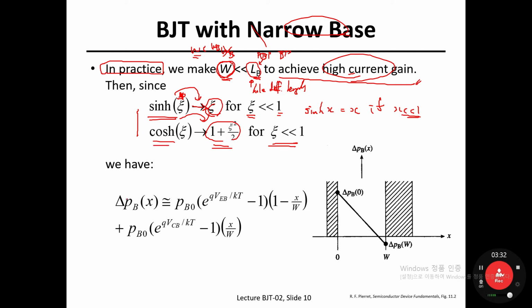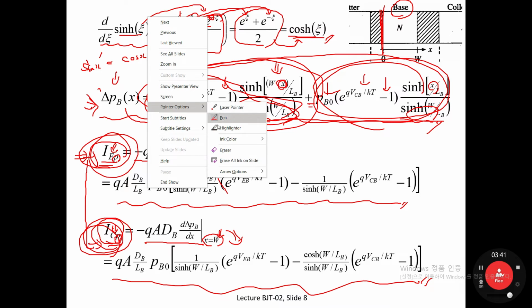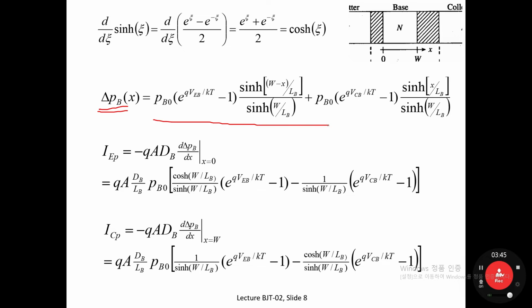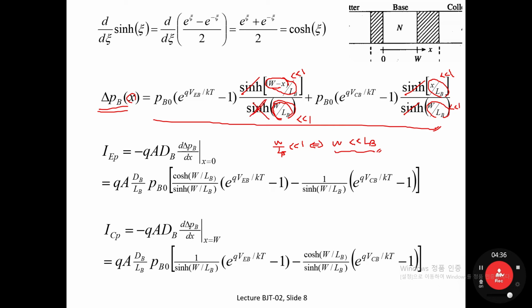Anyhow, let's go back to the excess hole concentration in the base as a function of x, in the previous slide. Here, delta P sub B has been written with this equation, but if this value and that value are much smaller than 1, then you can simply take the hyperbolic sine symbol out, and same as here. To do that, this value should be smaller than 1 and this value should be smaller than 1. For that purpose, take a look at here: W over L_B much smaller than 1. That means W is much shorter than L sub B. So if a narrow base has been well made in your BJT, then you can simply take out the hyperbolic sine symbol.